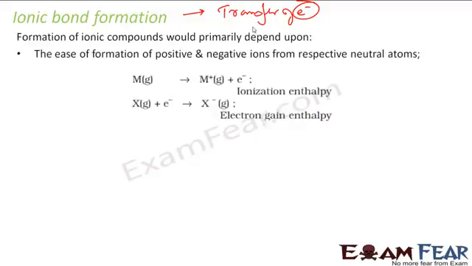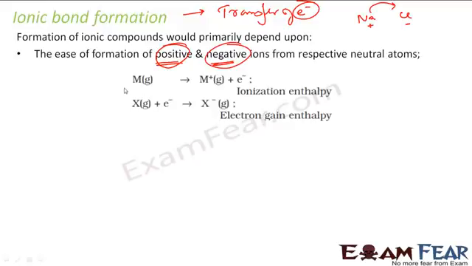The formation of an ionic bond or ionic compound depends mainly on the ease of formation of positive or negative ions. Suppose I have sodium and chlorine. If sodium can easily give an electron, it can easily form a positive ion, and chlorine can easily form a chloride ion. That means NaCl is a possible compound. So it all depends on the ease of formation of positive and negative ions from the respective neutral atoms.